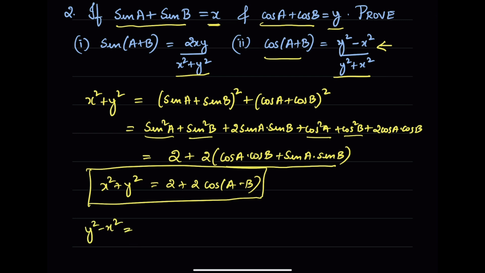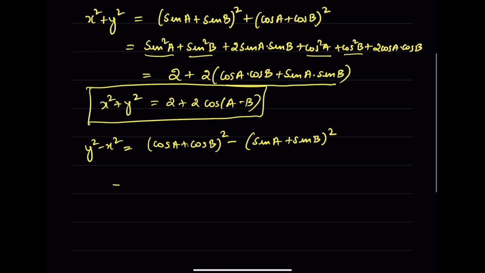What would y square minus x square be? It is sine A plus sine B the whole square minus... wait, y square minus x square. So this will be cos A plus cos B the whole square, that would be y square, right? Minus sine A plus sine B the whole square. So let's start solving this.